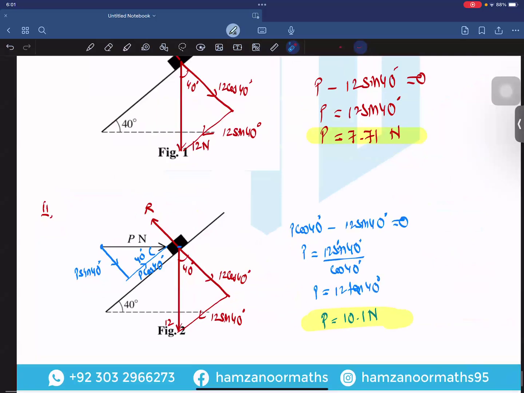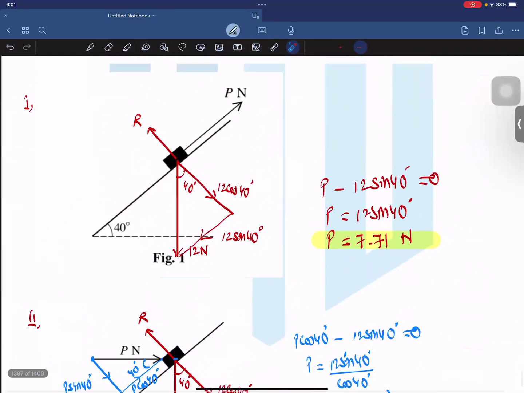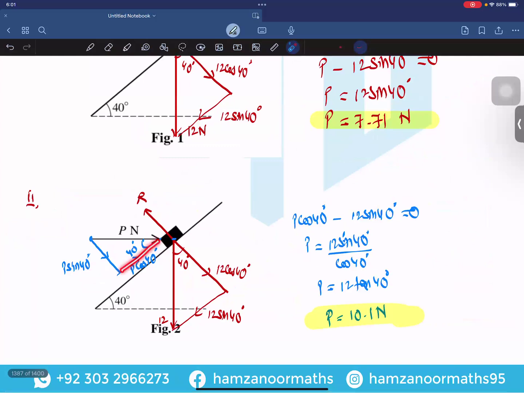Since the block is in equilibrium in both of the cases, P cos 40 minus 12 sine 40 will be equal to 0. So P will be equal to 12 sine 40 divided by cos 40. Here I've again used the identity. It's not compulsory to use the identity, unless there is a specific form which you need to show in your answer. In this case, you can just put this expression in your calculator, that P is equal to 12 sine 40 divided by cos 40. So P is equal to 10.1 Newton, correct to 3 significant figures, is your answer.